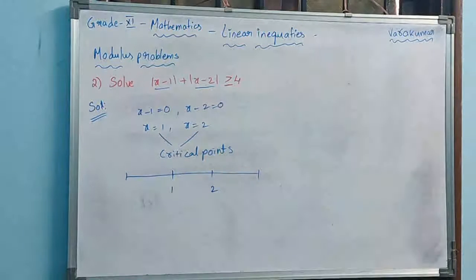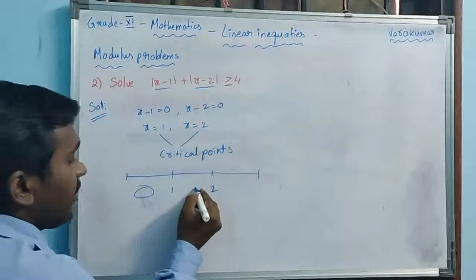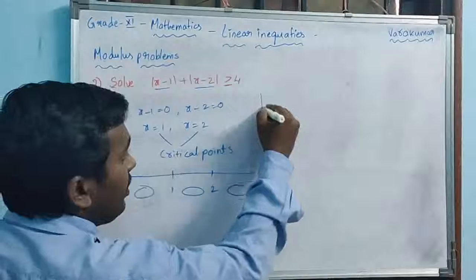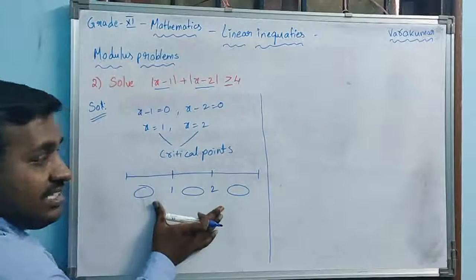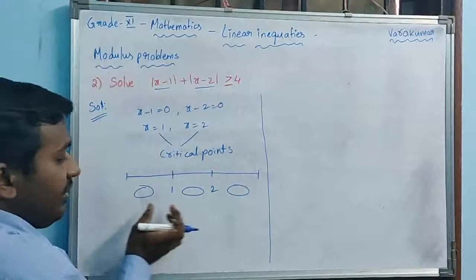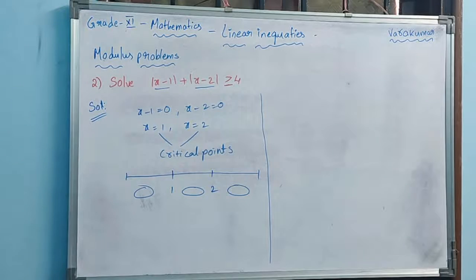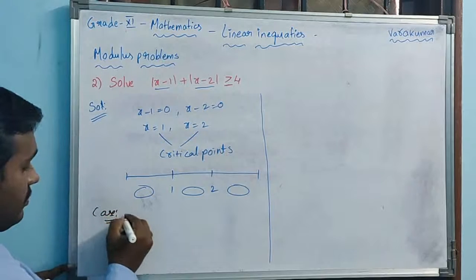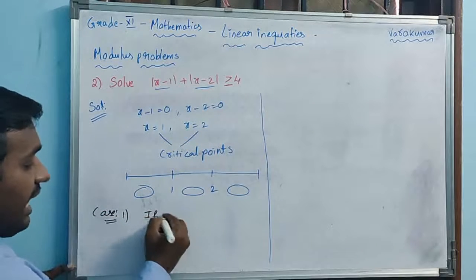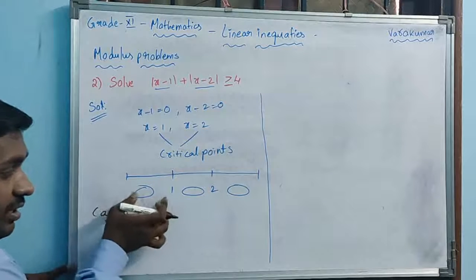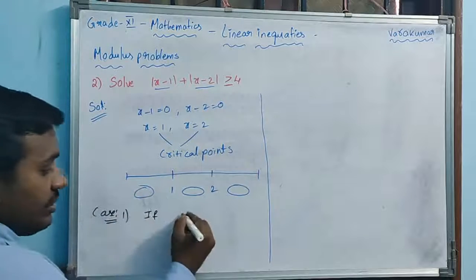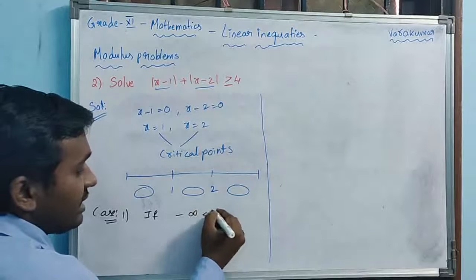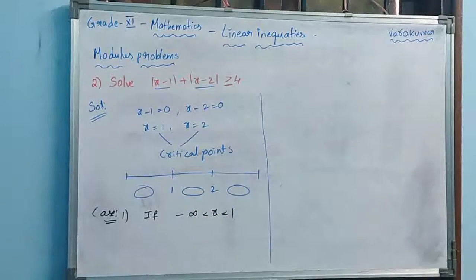So the number line is going to be divided into three parts. One is this, another one is this, another one is this. Now using these three regions, we are going to define this value. First, this region we have to go. So that is case 1. So if x lies between minus infinity and 1, minus infinity < x < 1, it means x value is less than 1.